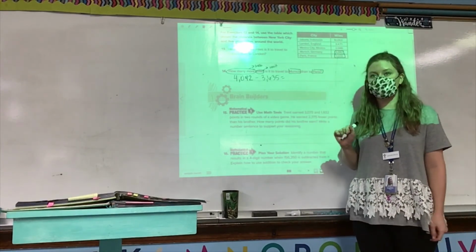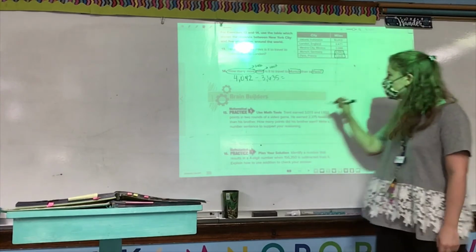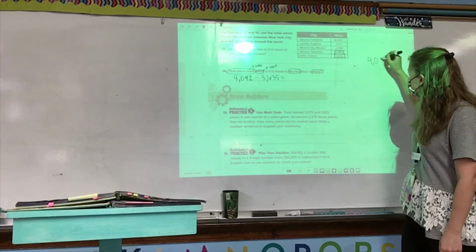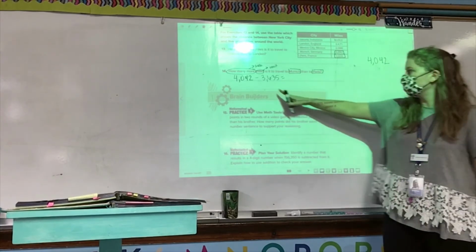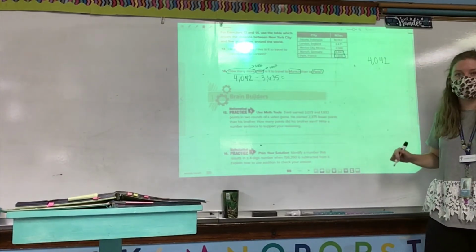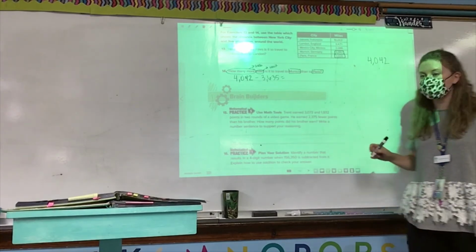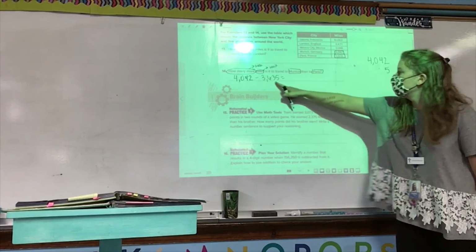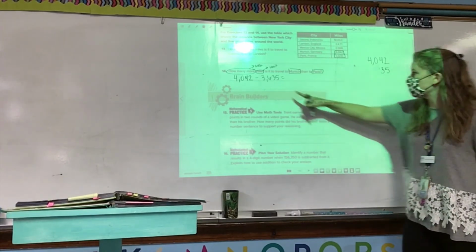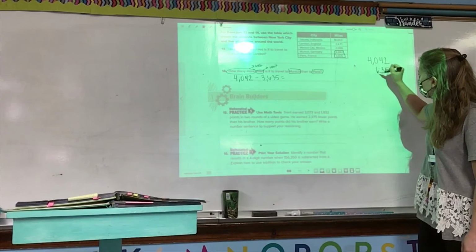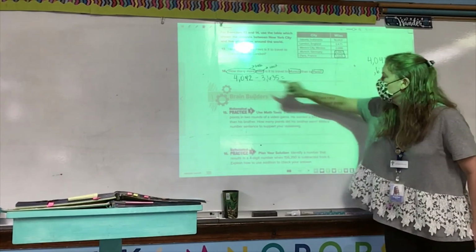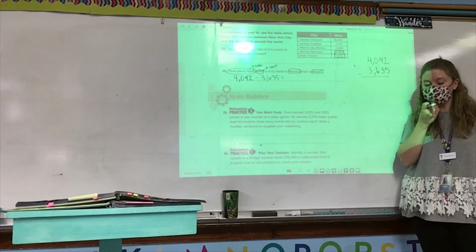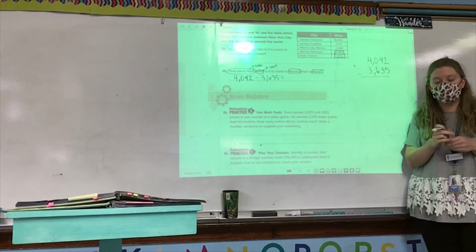So can we solve it this way, sideways like this? No. So let's go to the side and rewrite the problem up and down: 4,042 minus 3,635, making sure I line up my places correctly. I'm going to start with the ones place, the 3 in the tens place, the 6 in the hundreds place, line my commas up, and the 3 in the thousands place. Now, Victoria, all I have to do is follow my steps. Step 1.